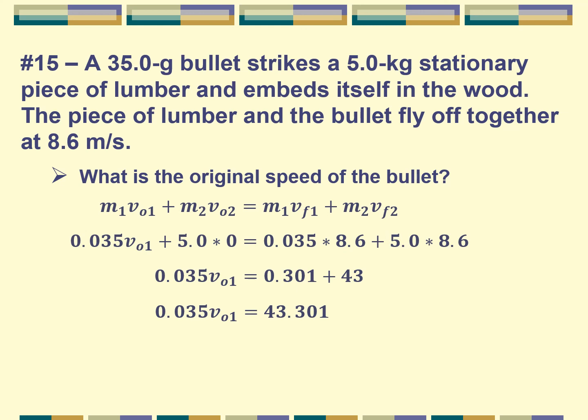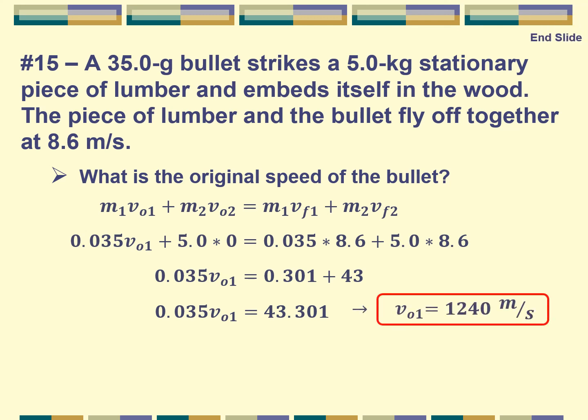All right, so you punch this in your calculator, you get 0.035 times 8.6 gives you 0.301, and then 5 times 8.6 gives me 43. Then we add those together, we get 43.301. Then we divide by 0.035, and get our initial velocity is 1,240 meters per second.